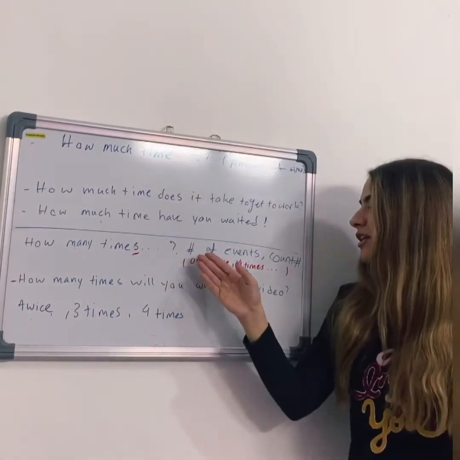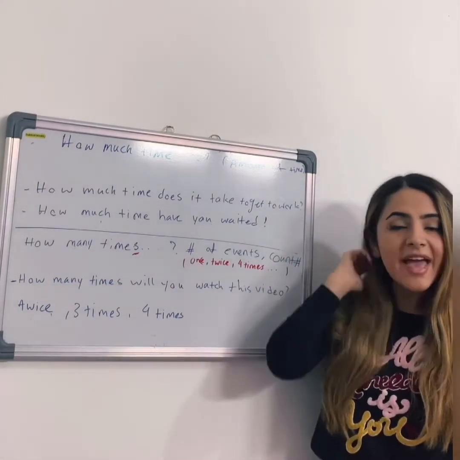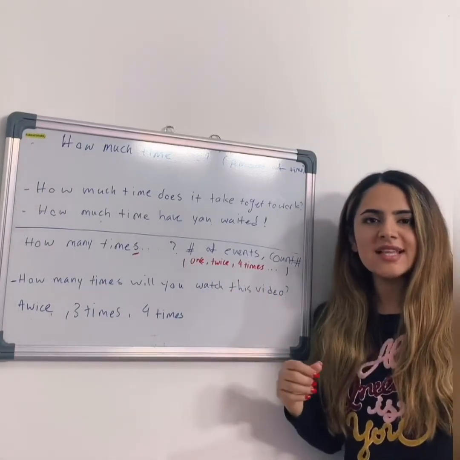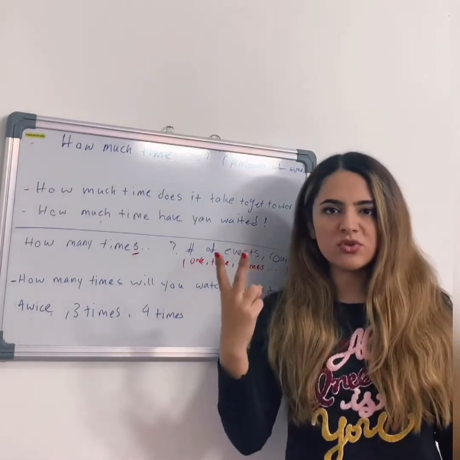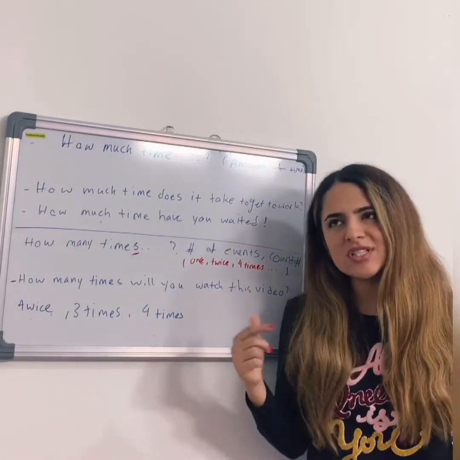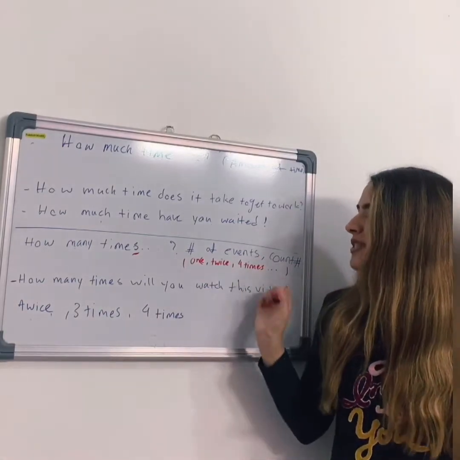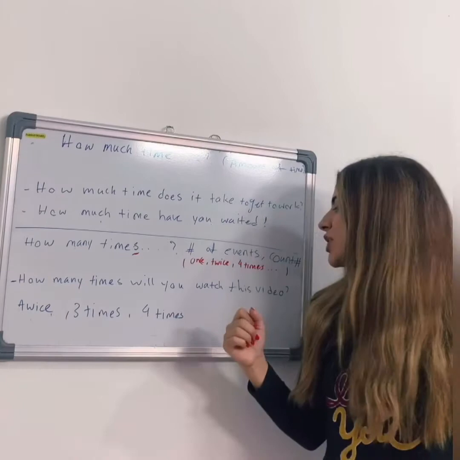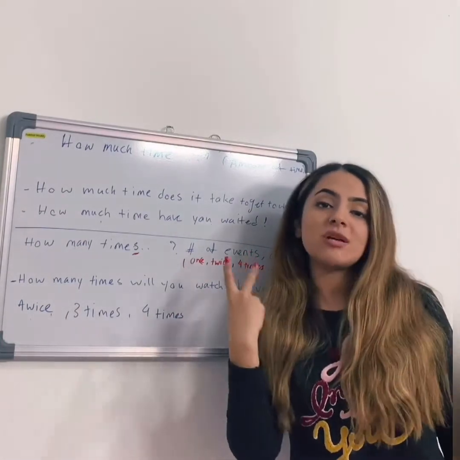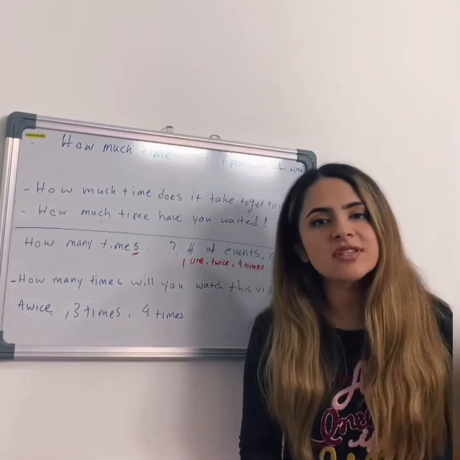So it could be number of events or count. So we could say once, twice, 3 times. If it's 1 or 2 times, we could say once or twice. 1 time and 2 times is okay, but once and twice it's better to use. And after that, you add s. If it's more than 1 time: 2 times, 3 times, 4 times, 500 times, 1,000 times.